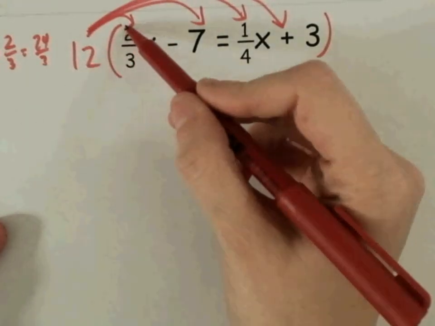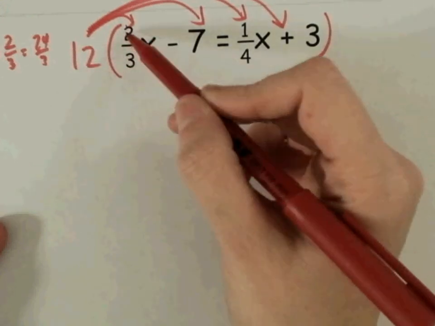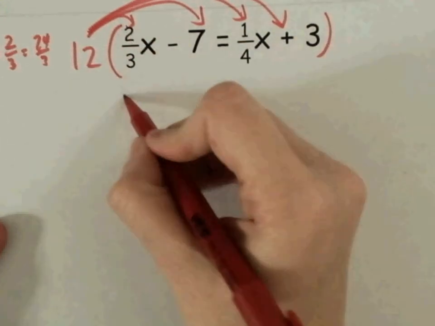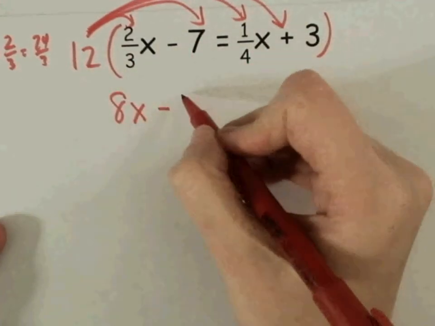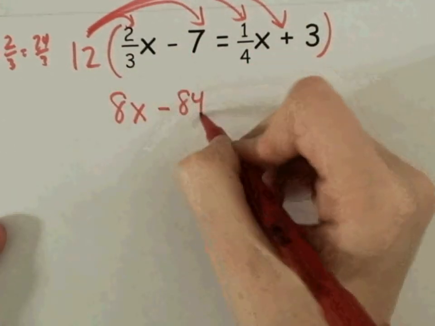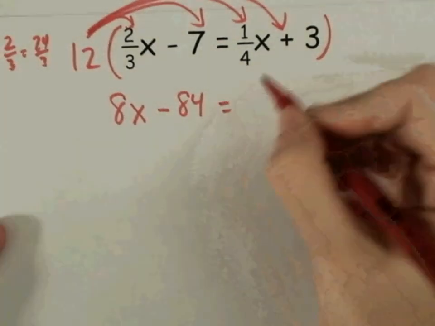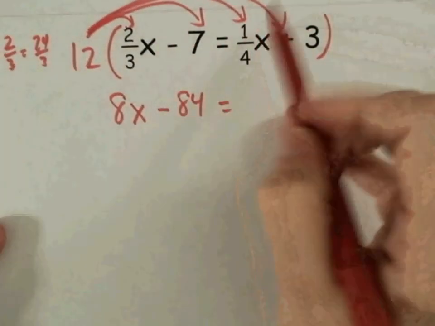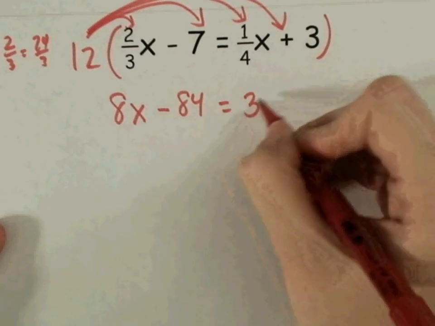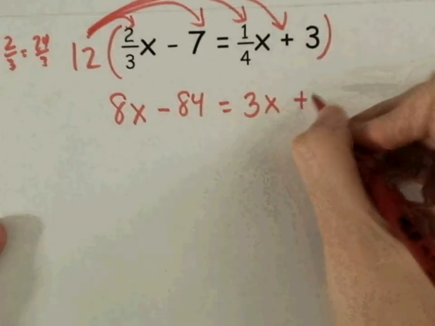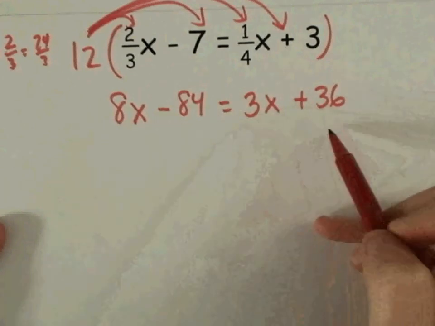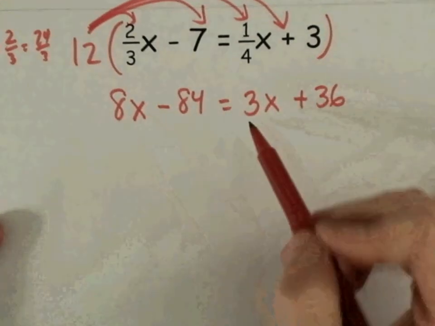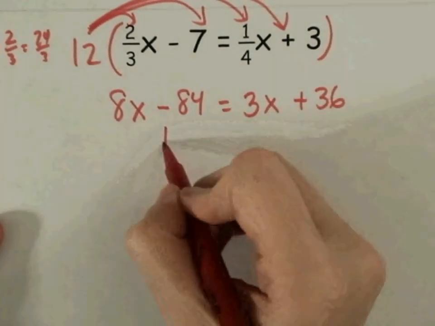So when we see a fraction like this, we're going to multiply by the top number, divide by the bottom number. 12 times 2 is 24. 24 divided by 3 is 8x. 12 times -7 is negative 84. Okay, equals 12 times 1 is 12, divided by 4 is 3x. 12 times 3 is positive 36. Okay, so 8x minus 84 equals 3x plus 36. This is a lot more reasonable and easier to work with.